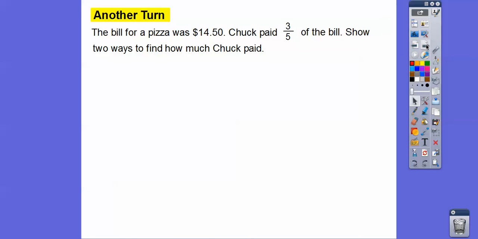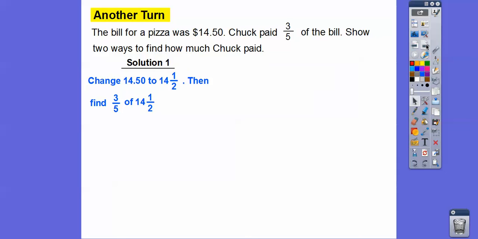All right, here's another one here, you guys. So the bill for a pizza was $14.50. Jack paid $3.50 of the bill. So show 2 ways to find how much, did I say Jack? Chuck paid for the bill, okay? So it's the same thing. We're going to do the same thing.